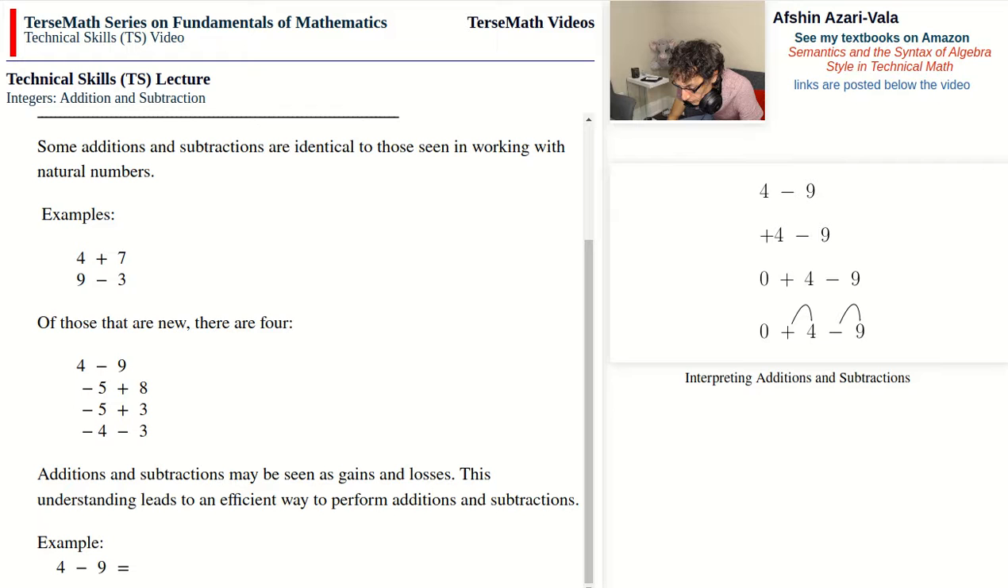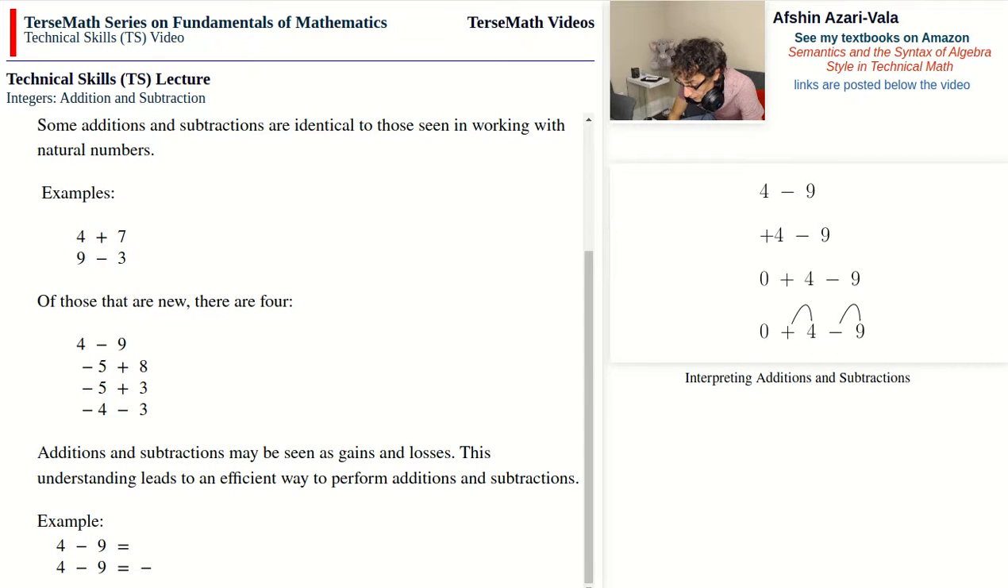So starting with 4 minus 9, we argue that because we have a small gain followed by a larger loss, we will have a net loss, and therefore the answer will be negative. In terms of the size, because one is gain and the other one is loss, we are interested in the difference between them, and so we can actually do 9 minus 4. And remember in the first video on integers, when I talked about reducing subtractions, we can actually think of this as 4 minus 4 and 9 minus 4, which leads to negative 9 minus 4 or negative 5.